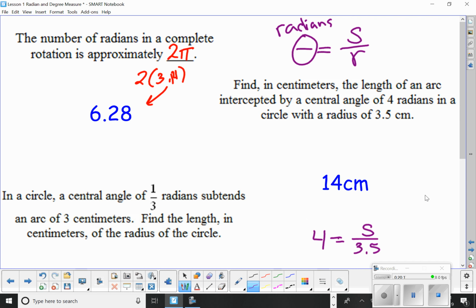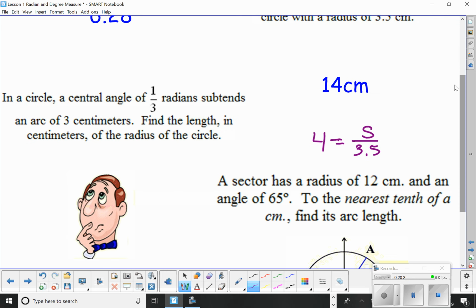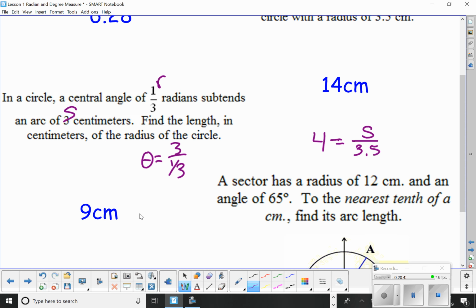In a circle, a central angle of 1/3 radians, okay, so 1/3 radians, there's my theta, subtends an arc of 3 centimeters, there's my S. Find the length in centimeters of the radius of the circle. Well, R is equal to 3 divided by 1/3. 9 centimeters. Not hard, right?